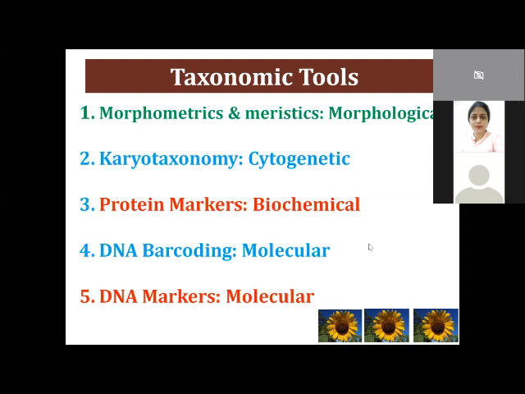Now today we will take the protein markers, or the biochemical markers. Before discussing the protein markers, we'll go over something from the previous classes that we have taken on the taxonomic tools. As you have seen on this slide, there are several taxonomic tools that can be used for the identification of the species, or the identification of the stock or the population.